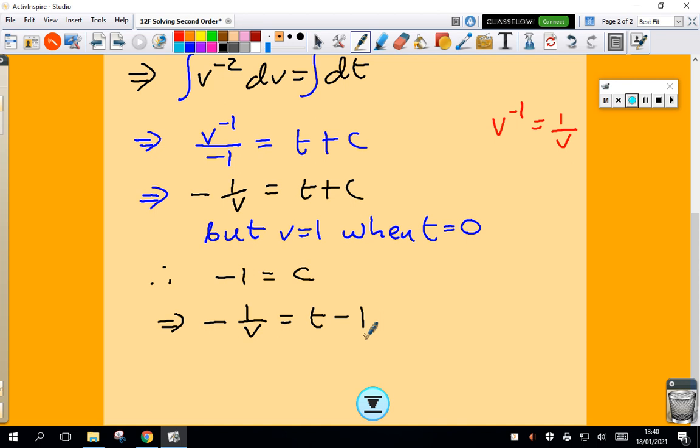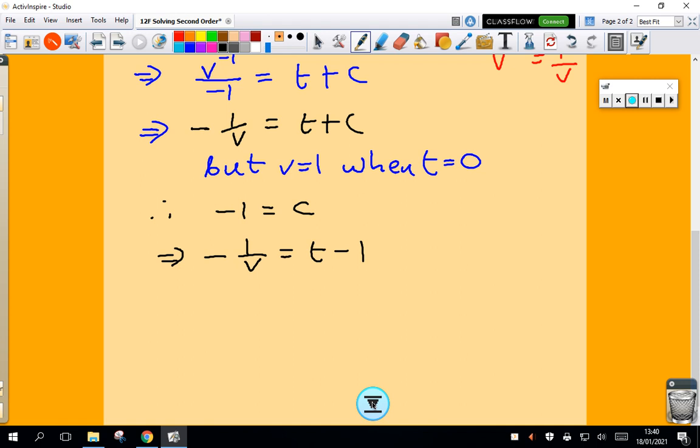And I have different options here. One thing I can do is maybe just take the antiderivative. Actually, no, I won't. What I'm going to do is solve for v here. So I'm going to take reciprocals on both sides, and I'm going to multiply on both sides by negative 1. Maybe I'll start by multiplying both sides by negative 1, giving me 1 over v is equal to 1 minus t.